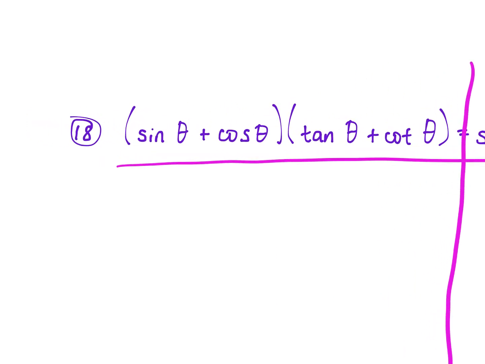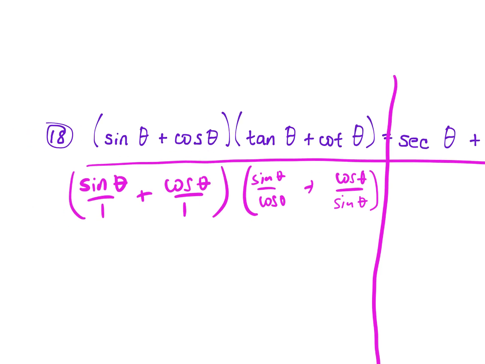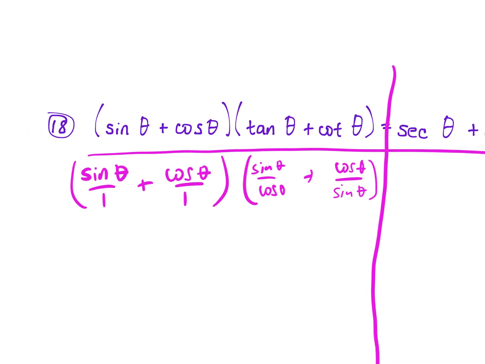So this first one is sine theta over 1 plus cosine theta over 1, correct? Okay, so here. And then what does this become? Sine over cosine plus cosine over sine. Okay. Everybody with me?